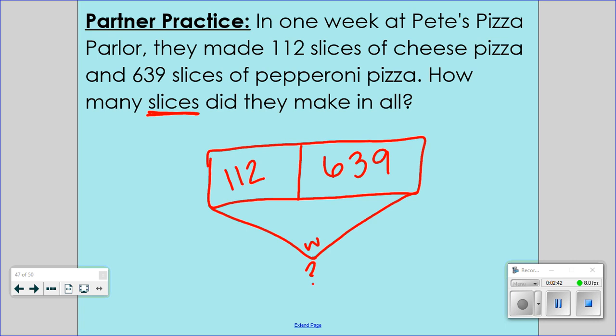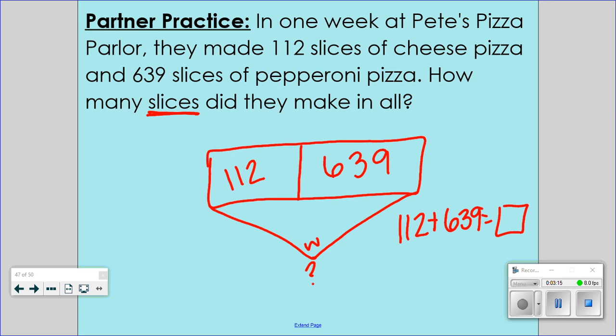What's my equation? What equation can I make with that as my bar model? Kevin? 112 plus 639. Keep going. Equals box. That is the equation that you are making. 112 plus 639 equals box.